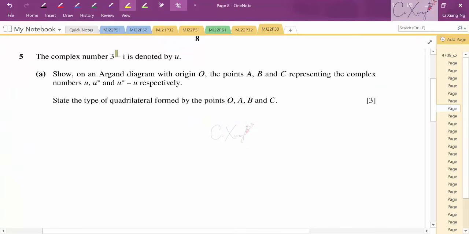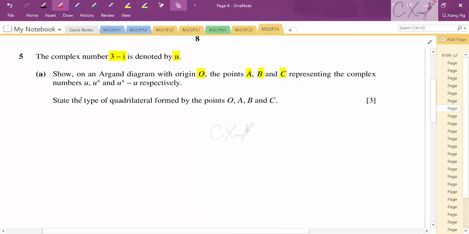Okay, so we come to question number 5. We are having a complex number where u is equals to 3 minus i, and they want us to show it on an Argand diagram. There are 4 points here. We are having origin O, A, B, and C, where A is the point u, B is u conjugate, and C is u conjugate minus u.